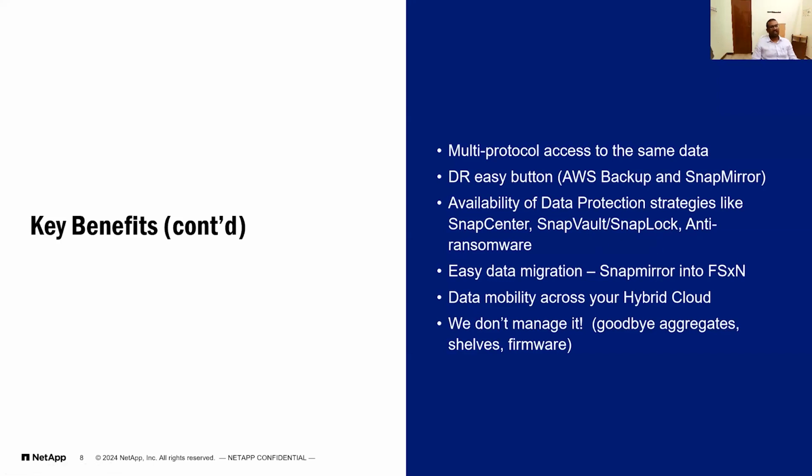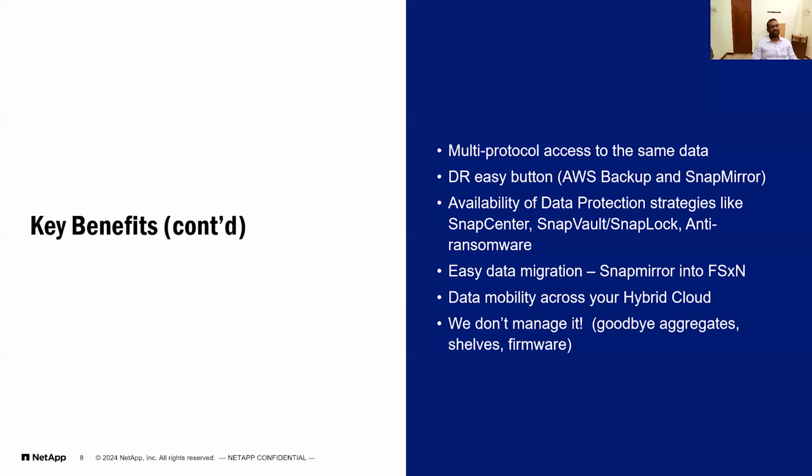And DR, like in case of any disaster recovery, we will be able to bring up our application in the next available region by using our AWS Backup service and our SnapMirror feature. FSx also has data protection strategies like SnapMirror, SnapCenter, SnapVault, SnapLock, and anti-ransomware. And by using our SnapMirror feature, we'll be able to migrate our data quickly.